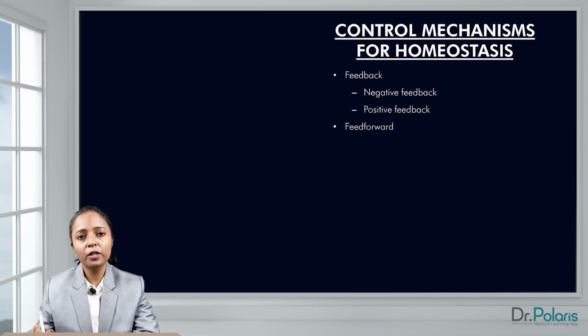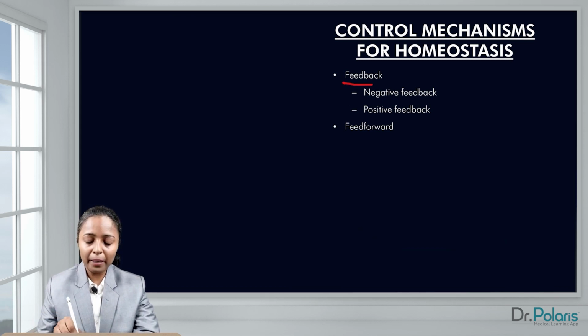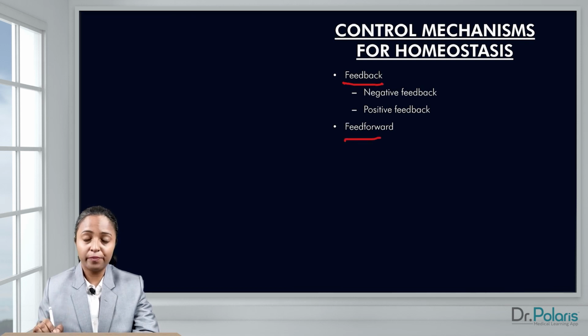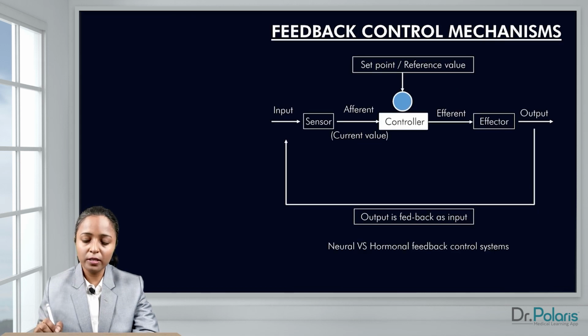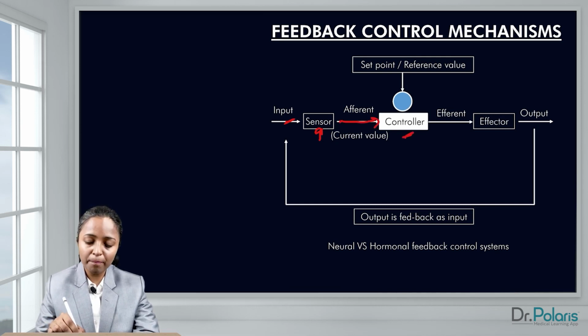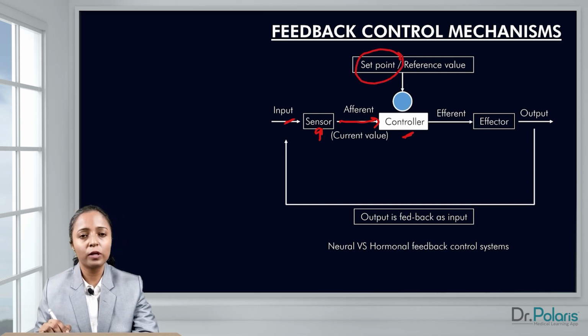Now, these components of the control system act in various ways, and these ways are feedback mechanisms and feed forward mechanisms. In feedback mechanisms, we have negative feedback and positive feedback. Let's see these components one by one. So this is an example of a feedback control system. Here is the input which is sensed by the sensor. Then the current value of the input or the stimulus is sent by afferents to the controller. Now, the controller compares it to a reference value, what is known as the set point. With this, it makes some adjustments, and via the efferent, the information goes to the effector.